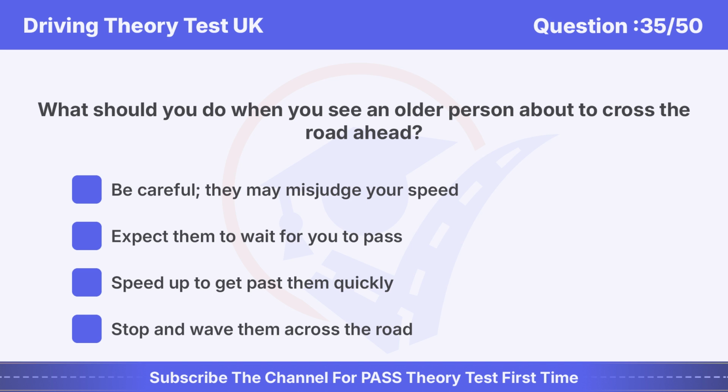Question 35. What should you do when you see an older person about to cross the road ahead?